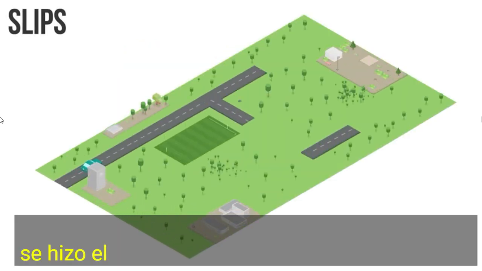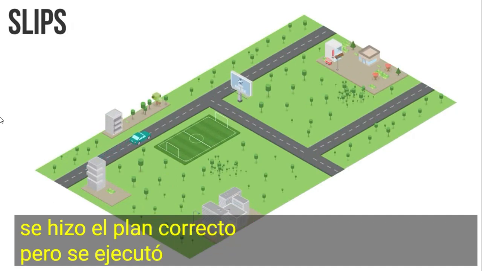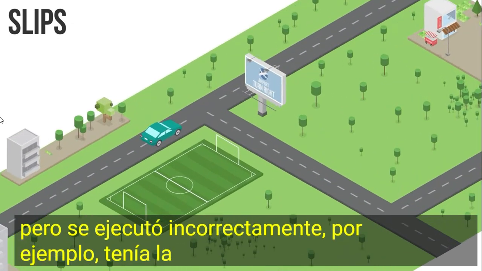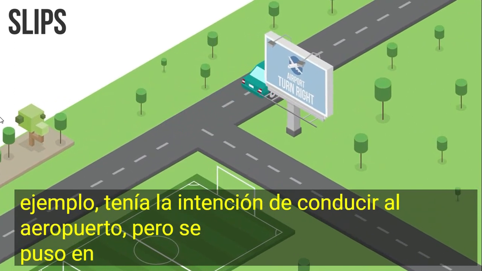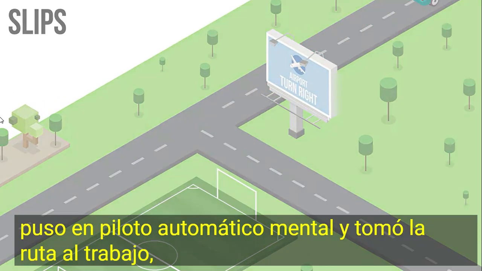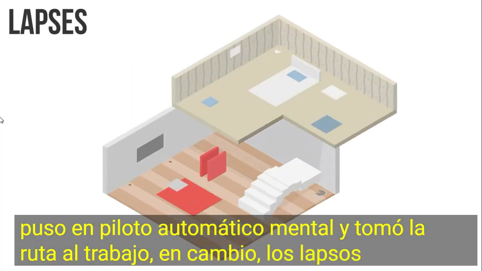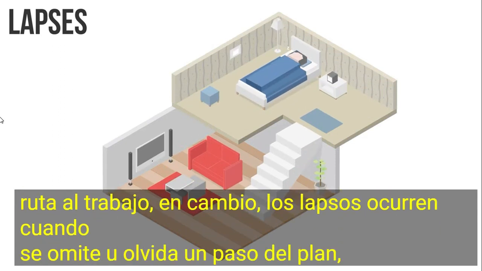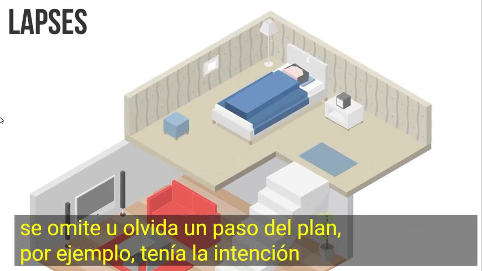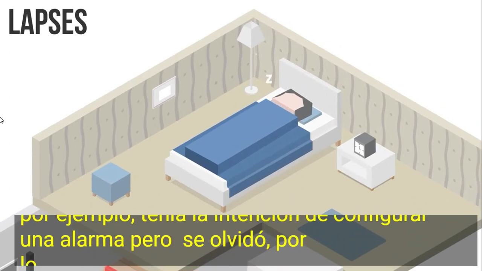Slips occur when a correct plan is made but is incorrectly executed. For example, you meant to drive to the airport but went into mental autopilot and took the route to work instead. Lapses occur when a step of the plan is omitted or forgotten. For example, you meant to set an alarm but forgot, so you overslept.